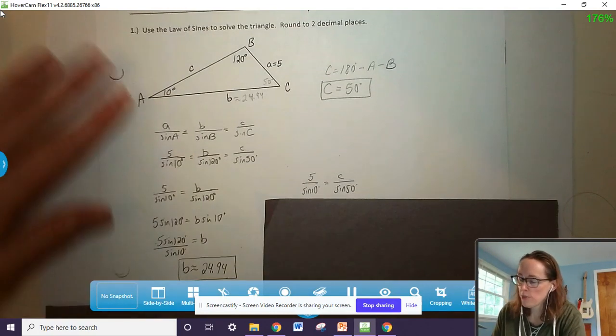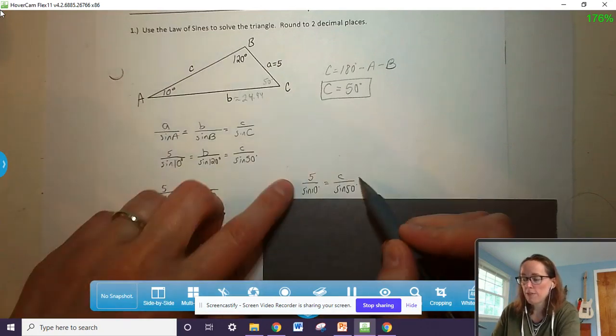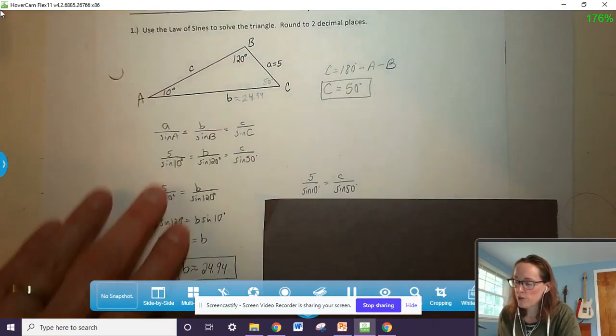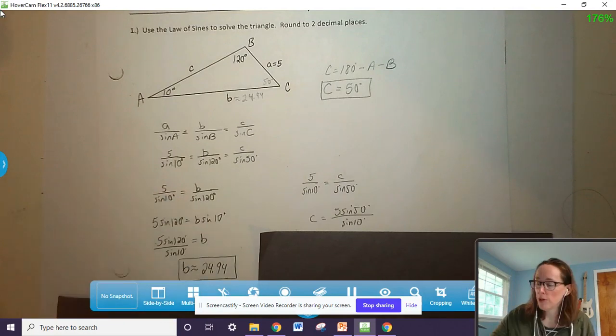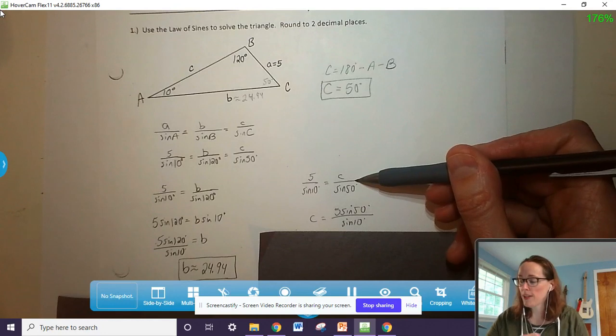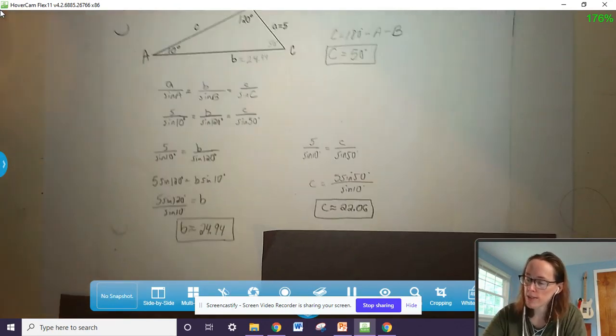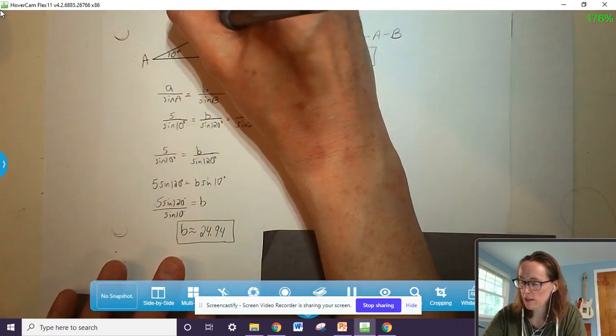Otherwise, you can cross multiply, or to solve, you can just multiply both sides by the sine of 50. And if it helps you to see that work or show that work, go for it. But if you're comfortable putting it in your calculator straight from here, that's okay with me. So put that in your calculator, and you should get 22.06 for side length C.